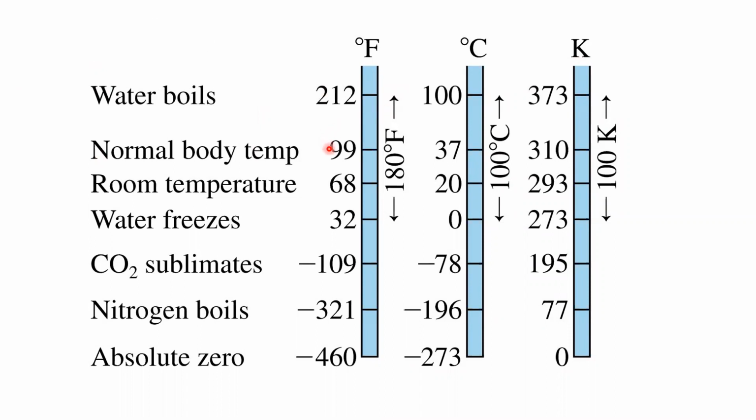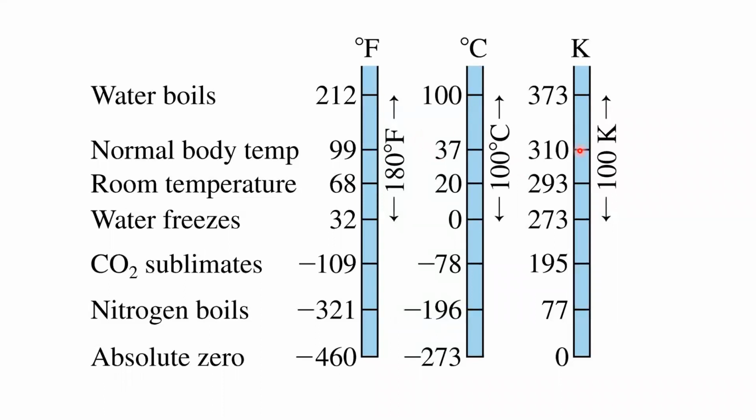Body temperature, I think most of us are familiar with 98.6, which they've rounded to 99. Of course, that does depend on the time of day. I think when you wake up, your body temperature may be as low as close to 97. 37 is a good number to memorize for Celsius.